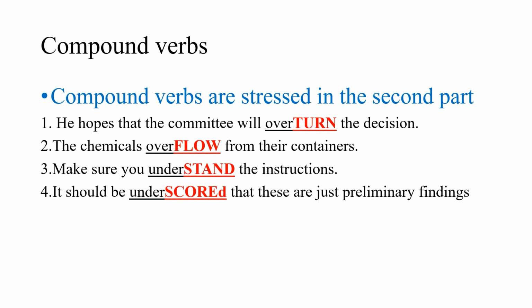Let's do them again. Number 1, he hopes that the committee will overturn the decision. Number 2, the chemicals overflow from their containers. Number 3, make sure you understand the instructions. Number 4, it should be underscored that these are just preliminary findings.